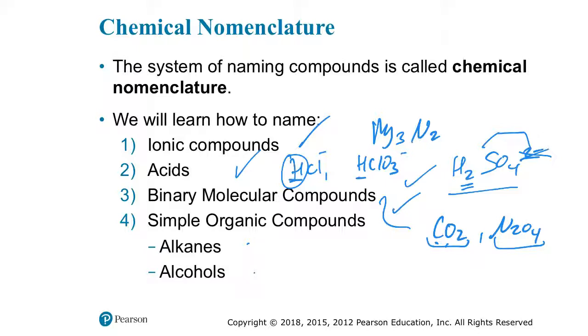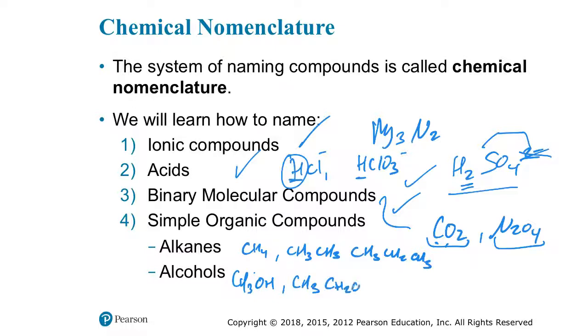And then simple organic compounds like methane, ethane, propane. And then the alcohols of these, like methanol, lose an H, replaced with an OH. Ethanol, lose an H, replaced with OH. Propanol, lose an H, replaced with an OH. So it's very simple what alcohols are. They're just a replacement of one of the hydrogens with an OH group on a hydrocarbon.